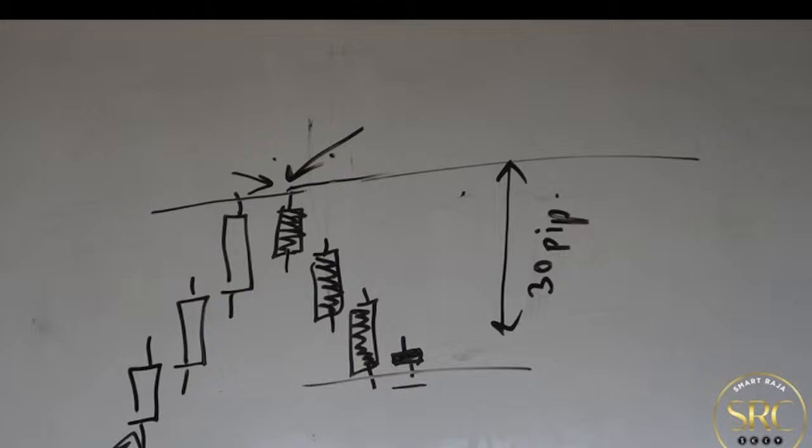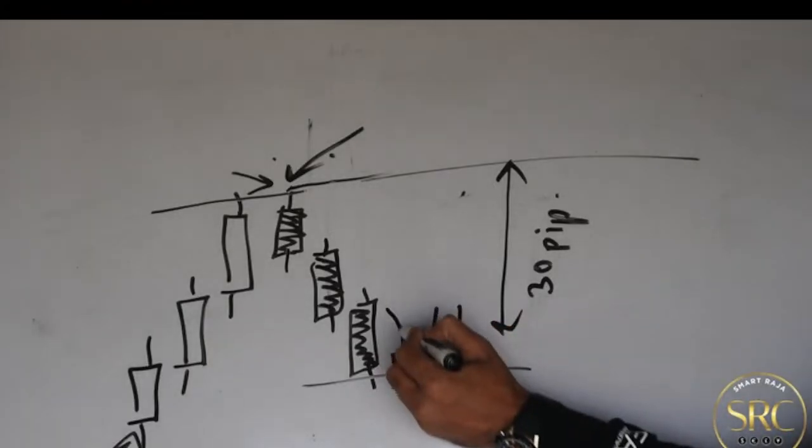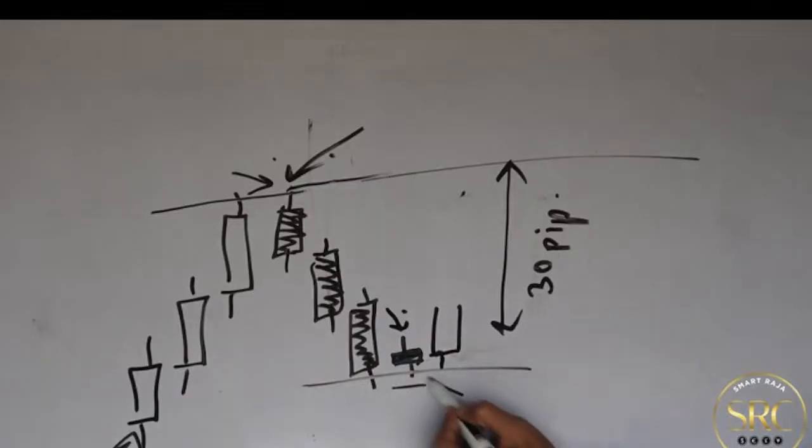Are you going to wait for a support to form, or are you going to take an impulse entry as the next candle breaks above this high without breaking this low? You're taking an impulse entry at that point.